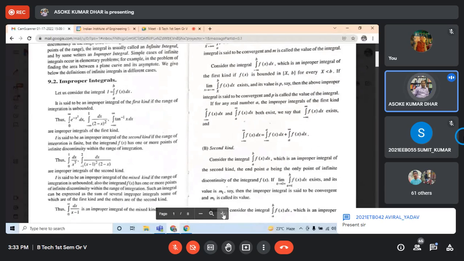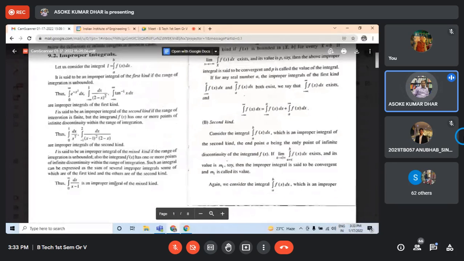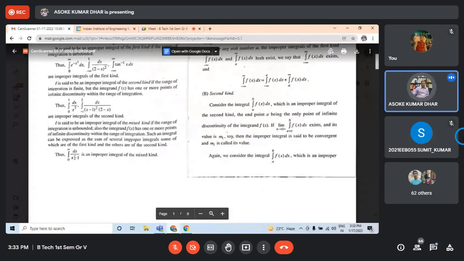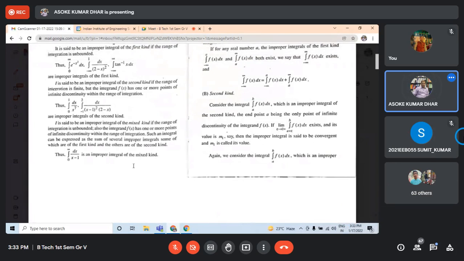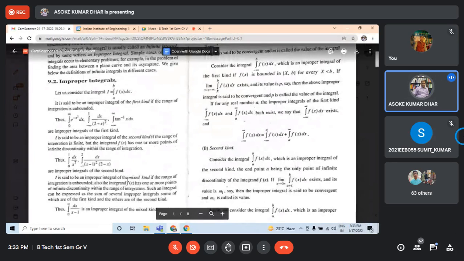Also there is a mixed kind, for example the integral from 0 to infinity of dx by x minus 1. Here the range is infinite, which is the first kind, and also the function is unbounded at x equal to 1, an intermediate point in 0 to infinity. So this is an example of improper integration of mixed kind. Normally we are dealing with the first and second kind.